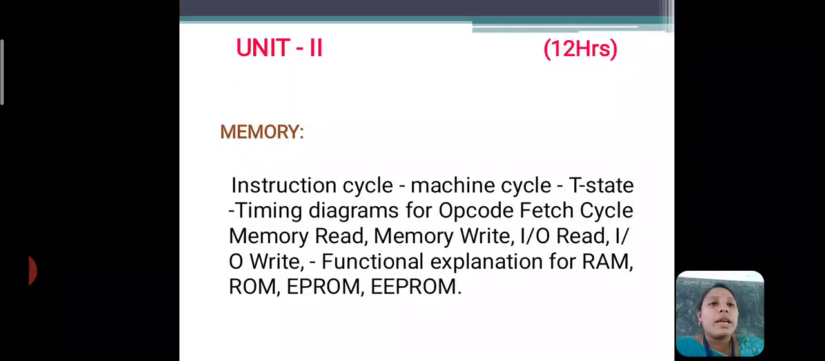Here, instruction cycle means the time taken to complete one instruction. The time taken to complete one instruction is nothing but the instruction cycle. So, the fetch operation, decode operation, and execute operation, we all will learn in this memory unit. This is about Unit 2, memory.